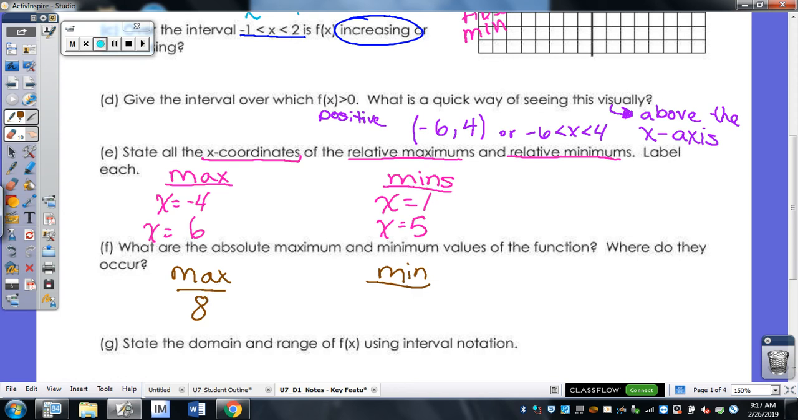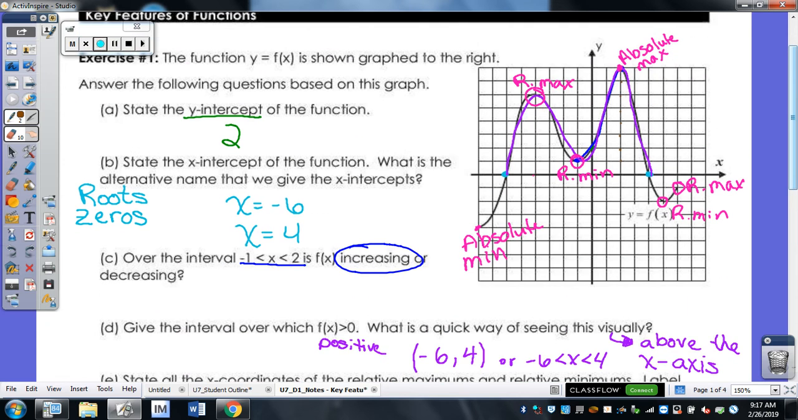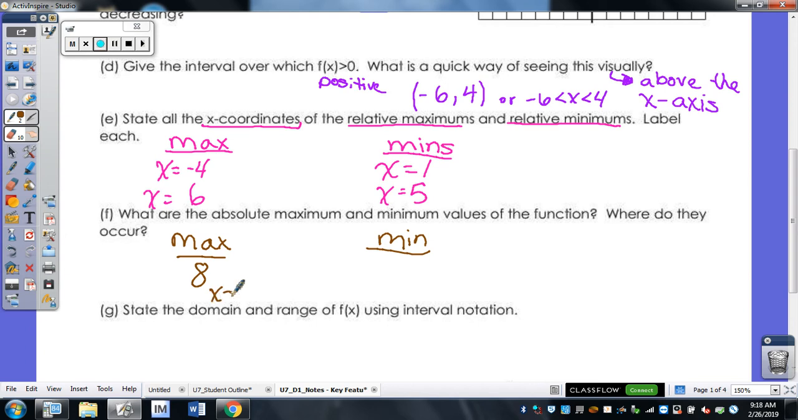The part of where do they occur, that's when they want the x portion of it. So my absolute max happens when x is a 2. It occurs when x is a 2. So the maximum value is 8. It happens when x is a 2.